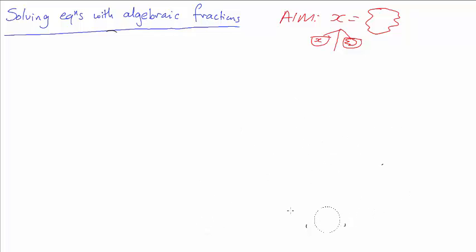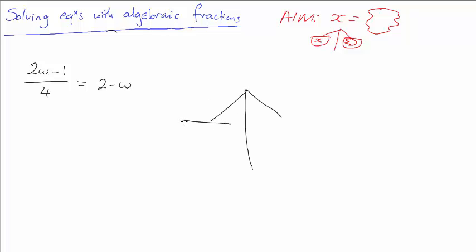Bumping up in difficulty now. What is my number? Alright, so here we go. 2w minus 1 over 4 equals 2 minus w. So there's a few reasons why this one is much harder. The first reason is, the simple fact is you've got more than one w. So let me just write this so you guys can see.